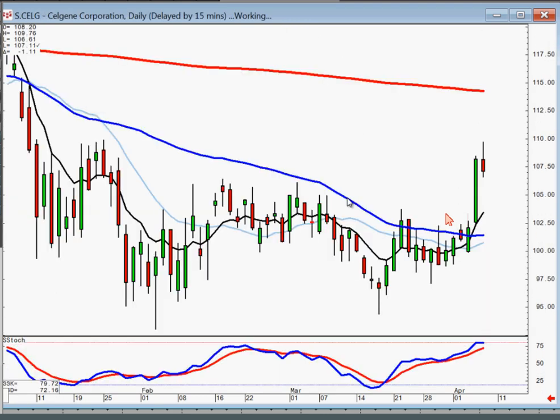And CLG, another one that has to open positive and trade positive. If it opens lower, take your profits. You can always, if it opens lower and starts down and then turns around and heads up, put your stop right back here again and buy back in as it comes up, telling you that the profit taking is over.